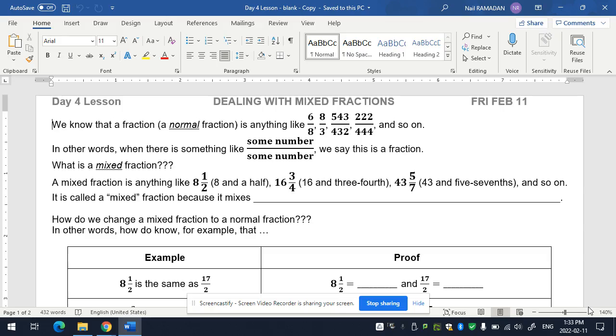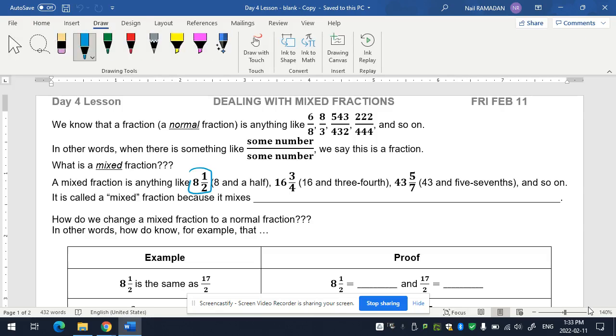However, sometimes, listen up, when the number on top is bigger, like in the case of 8 over 3, 543 over 432, it's still a fraction, but it could be made into what we call a mixed fraction. So let's start. A mixed fraction is anything like 8 and 1/2, for example.